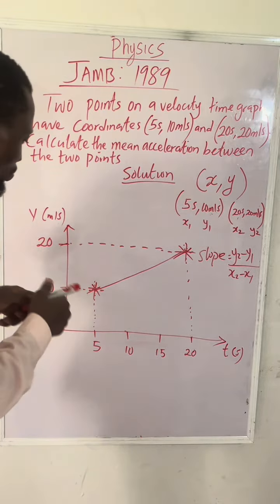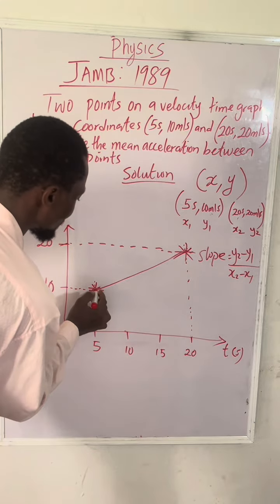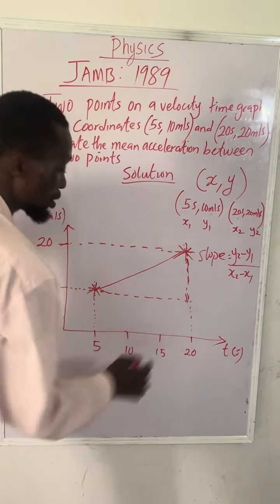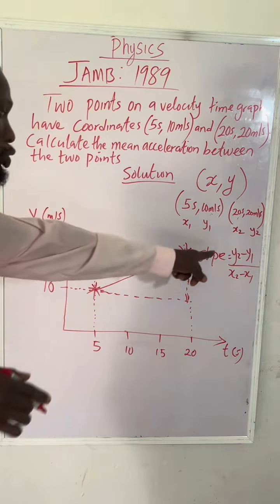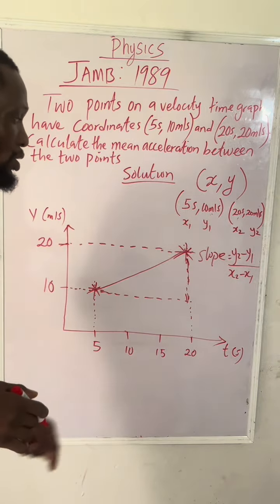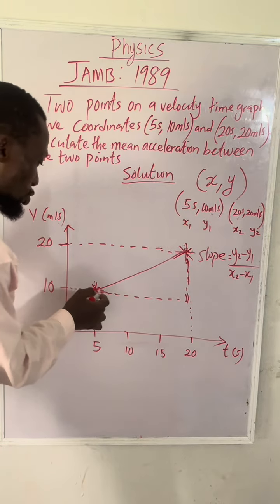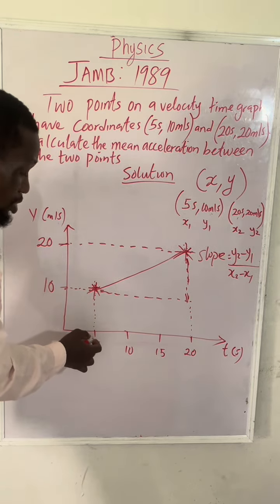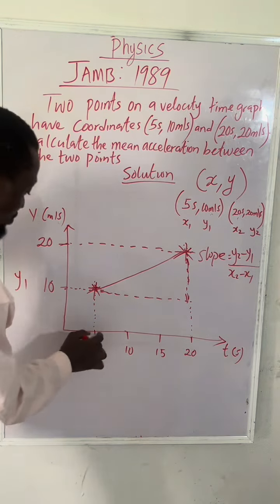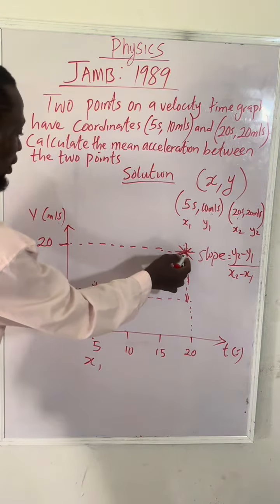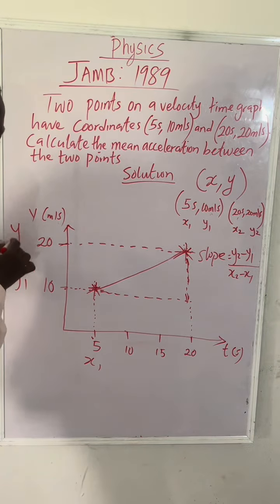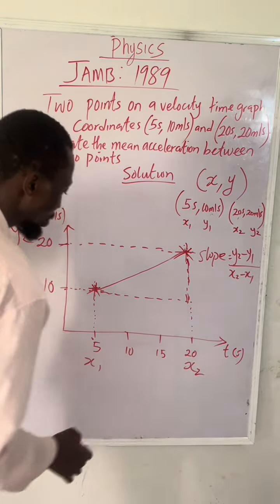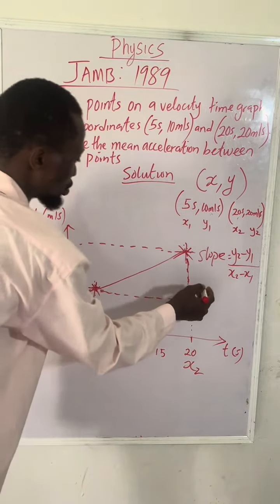Now, here now, to get the slope, look at this. You're going to draw this triangle like this. Don't forget that your slope is y2 minus y1 over x2 minus x1. So the first point here, if you trace it to the y, it will give you what? It will give you y1. If you trace it to x, it will give you x1. So this is y1, this is what? x1. So the second point, if you trace it to y, it will give you y2. So this is y2, and this is what? This is x2.